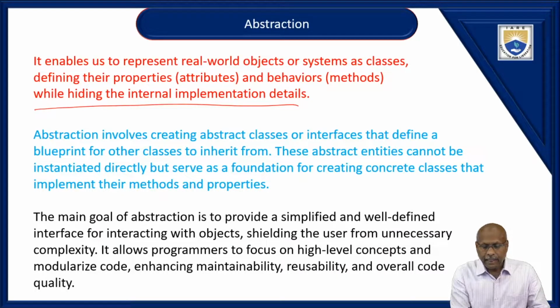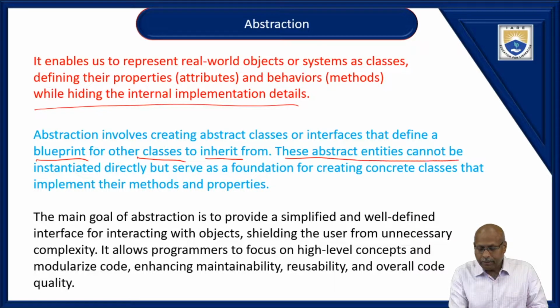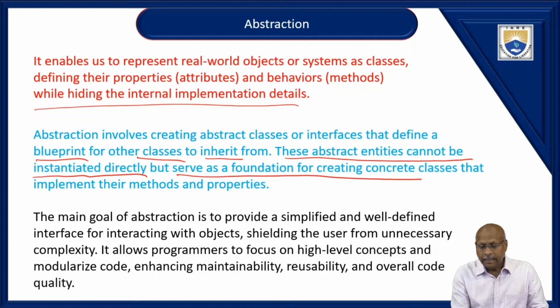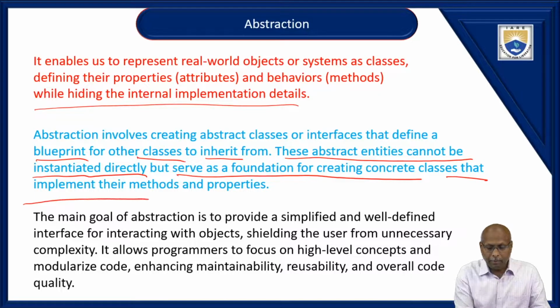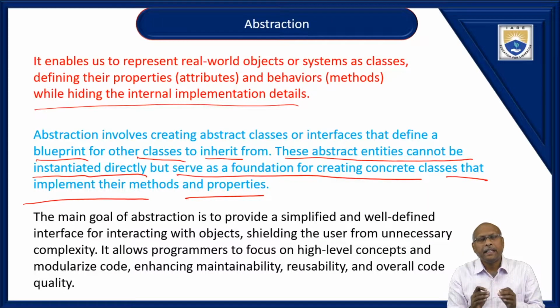Abstraction involves creating an abstract class or interface that defines a blueprint for other classes to inherit from. So you have to design high level details. Generally abstraction is useful for the design stage. These abstract entities cannot be instantiated directly but serve as a foundation for creating concrete classes that implement their methods and properties. So generally abstraction will be decided at the beginning level itself. What to do? Those things will be specified in the abstract layer.